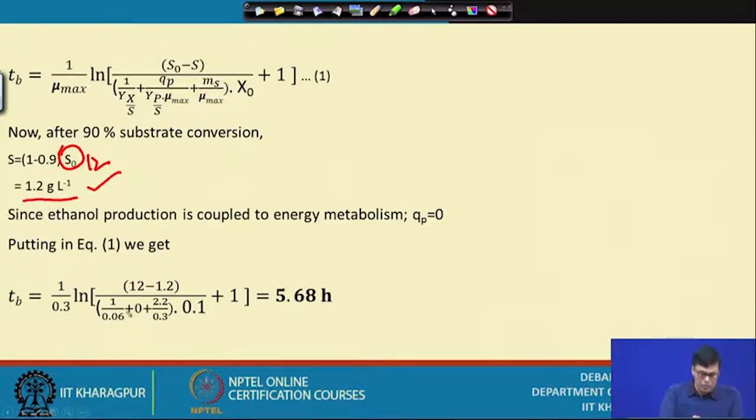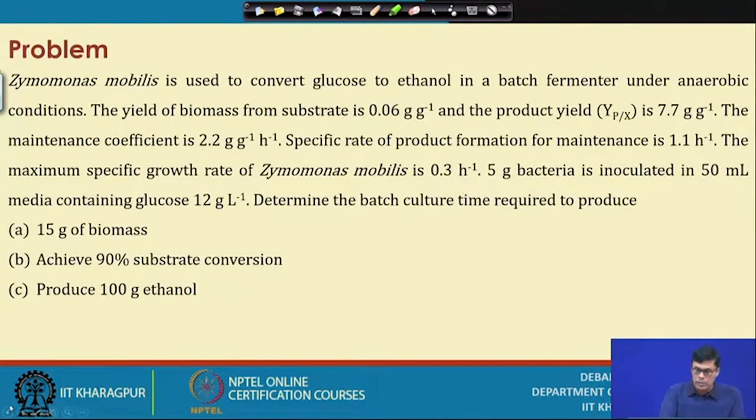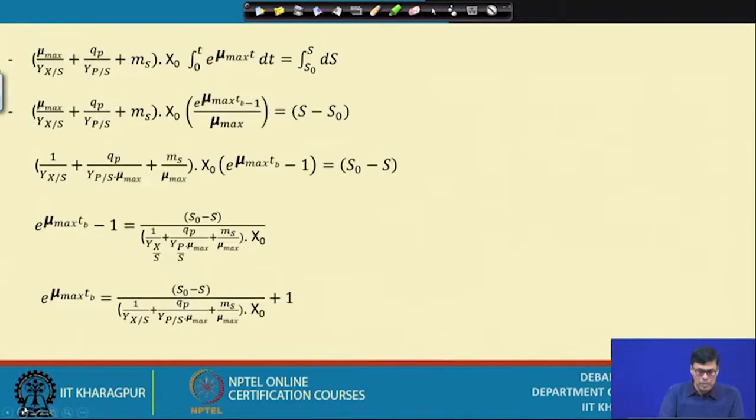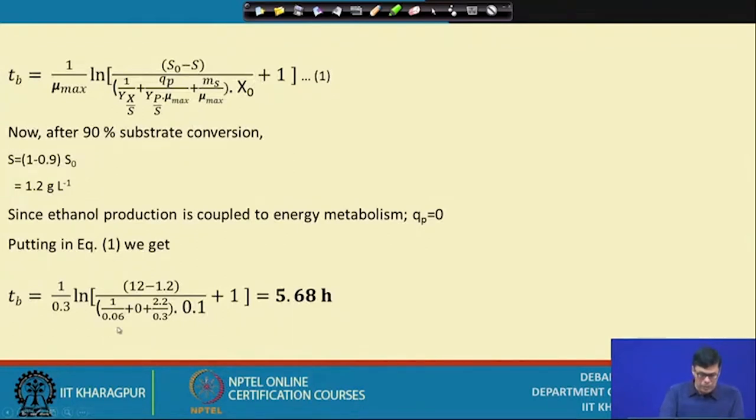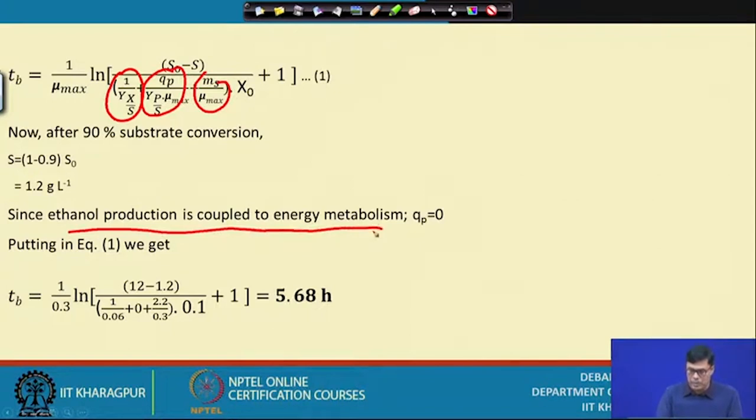And then we put in the values, different values are given in this problem, and Qp I can assume to be constant. Now, in this problem, this is equal to cell mass growth. In this equation you have three parts, am I right? This is the cell mass growth, and the others are the product formation and the maintenance. Since ethanol is produced coupled with the energy metabolism, we consider Qp equal to 0, and in that case the Tp will be equal to 5.68 hours.